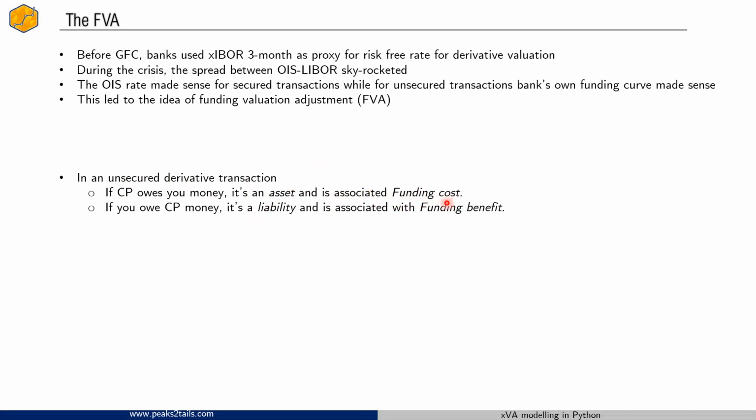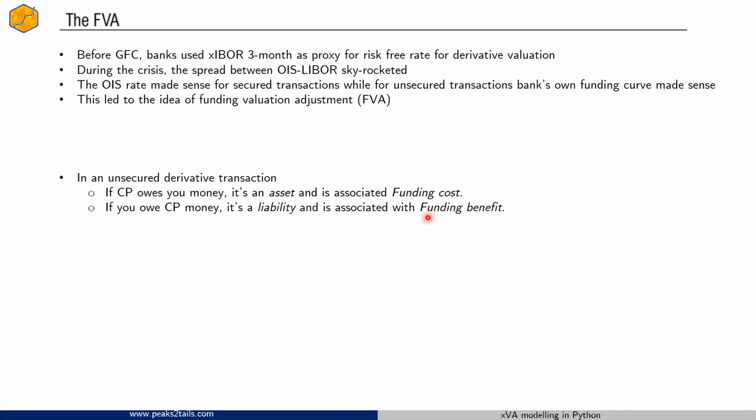An asset is associated with a funding cost, right? Think of the other scenario. If you have a negative exposure, that means you owe money to the counterparty, then it's a liability, because you owe the money, but then you are enjoying that funding because you are not paying any interest. You have taken a loan, but you are not paying any interest. So you are enjoying the funding benefit. Okay, so this is the main idea.